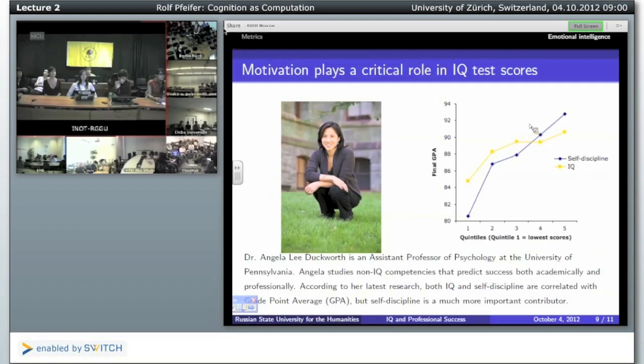Look at this picture. Angela Lee Duckworth is an assistant professor of psychology at the University of Pennsylvania. Angela studies non-IQ competencies that predict success both academically and professionally. According to her latest research, both IQ and self-discipline are correlated with grade point average, but self-discipline is a much more important contributor. Therefore, motivation plays a critical role in IQ test scores.